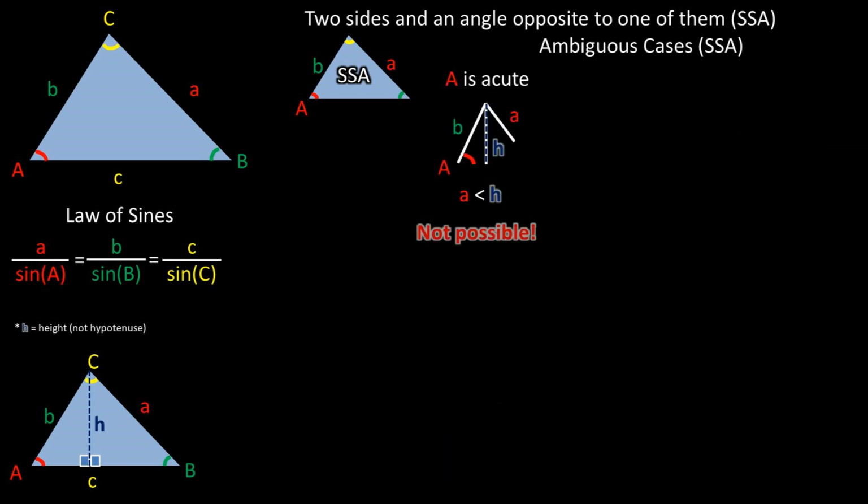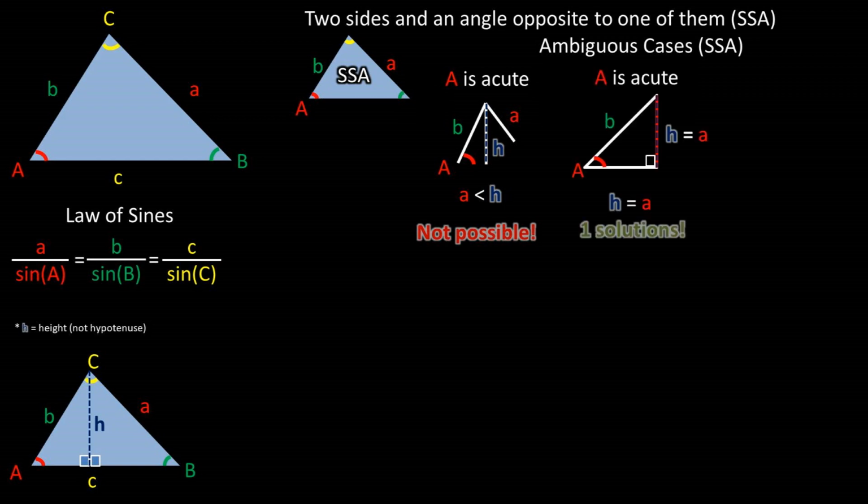If A is acute, or less than 90 degrees, and the A length, or length opposite of the given angle, is less than the height of the triangle, there is no possible solution. Next, if A is acute and the height equals A, or side length opposite of the angle, then we have a right triangle and there is one solution. If A is acute and the A length is greater than B, the other length given, there is one solution and the triangle will look something like this.